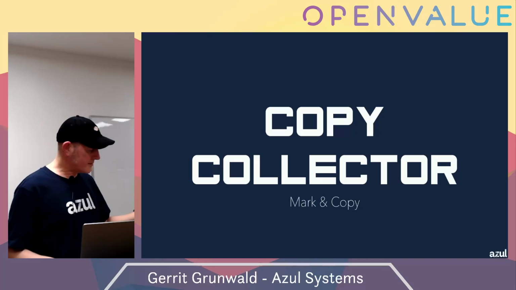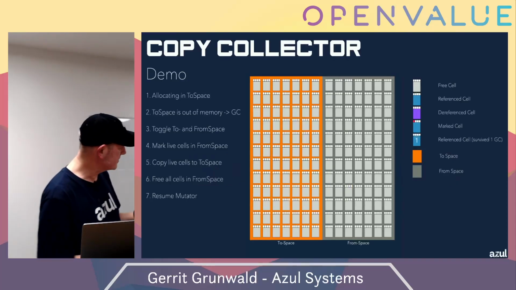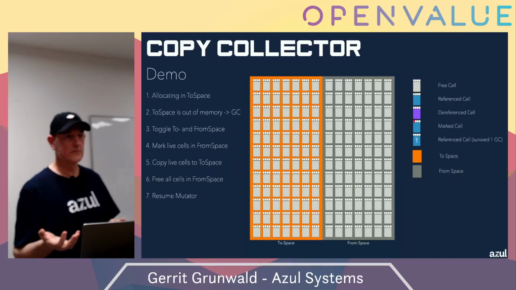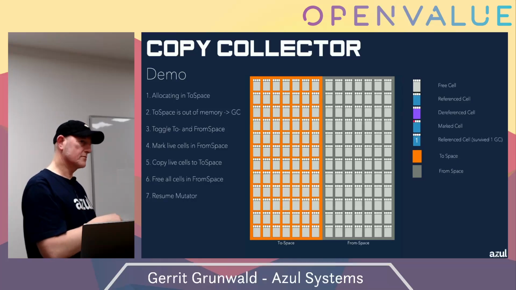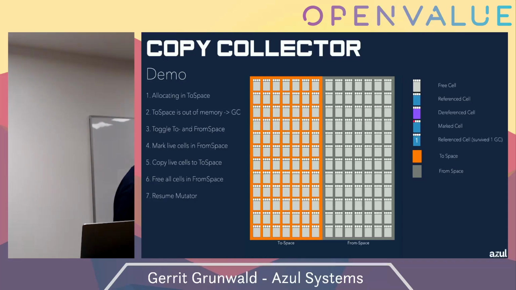Now the next one, copy collector. This is different, and you will see why. Now we have two spaces, and they have the names to and from space. Some collectors name it survivor space 1, survivor space 2, but this is a different one. Here it's the to and from space.